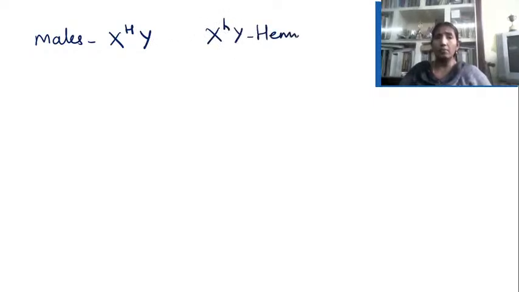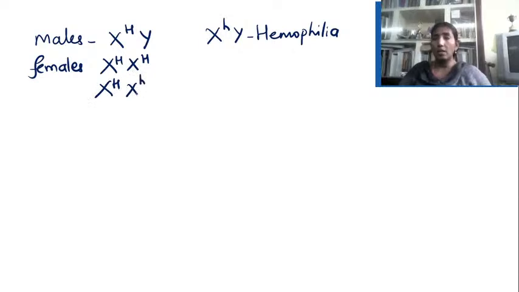So the genotype I am writing, suppose in males, usually they are normal. If they are hemophilic, it means the recessive allele is present, then they will be suffering from hemophilia. If it is a female, she will be homozygous, that means she is normal. Sometimes she might be heterozygous, where she will be a carrier. This is hetero. This will be homozygous normal.